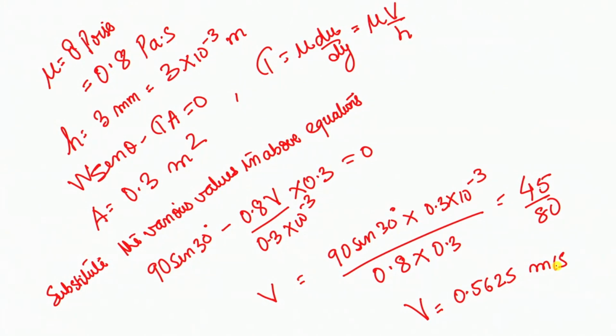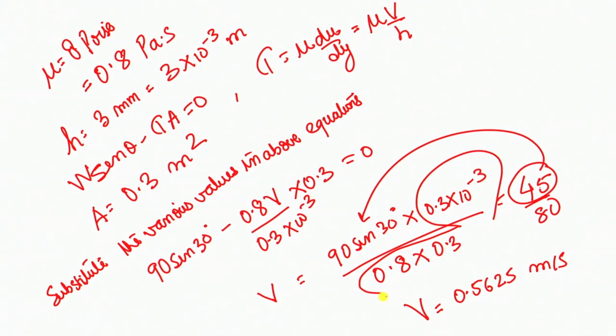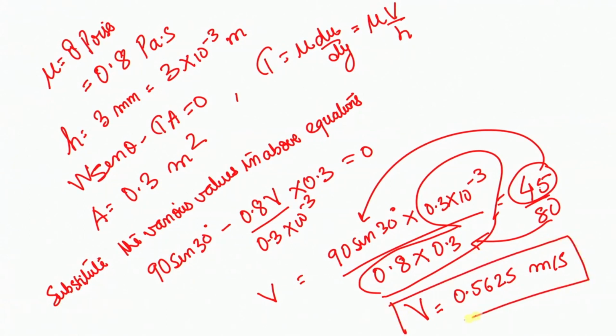We can verify the calculation: 90 sine 30 will be 45, and if you do 0.8 into 0.3 and divide by 0.3 into 10 to the power minus 3, this will give you the value of 80. So how has this been done? This 45 comes from here, and using these two, this comes here. I know you can get confused, that's why I am trying to point it out. So this gives us the terminal velocity 0.5625 meters per second. Great.